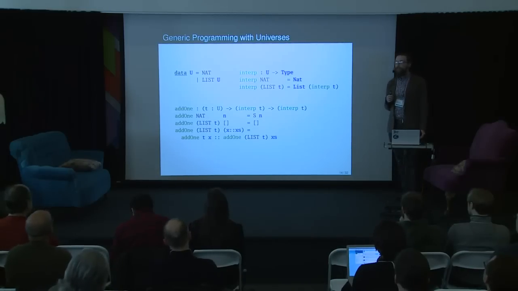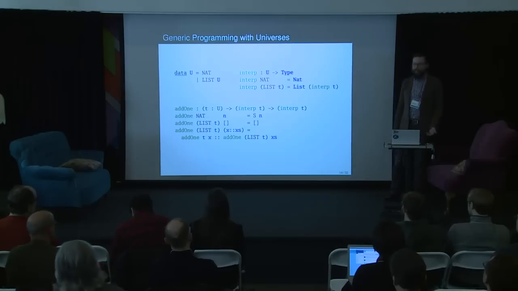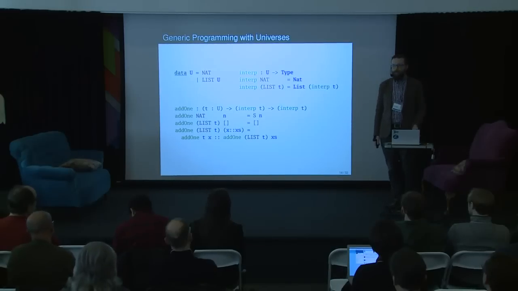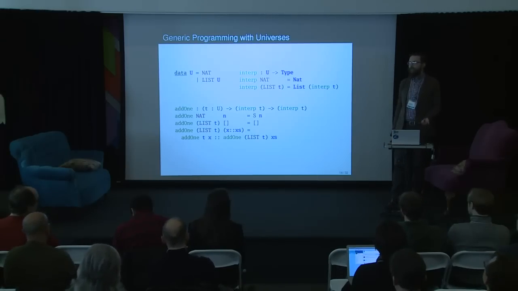If it's a list, then we're going to want to add one to the elements of the list generically. So if that list happened to be the empty list, then we return the empty list again. If it's a list whose head is called x and whose tail is called xs, then we use our code t, sort of the inner code, to add one to whatever the x happened to be. And we use our code list of t to add one to the tail, xs, whatever that happens to be.